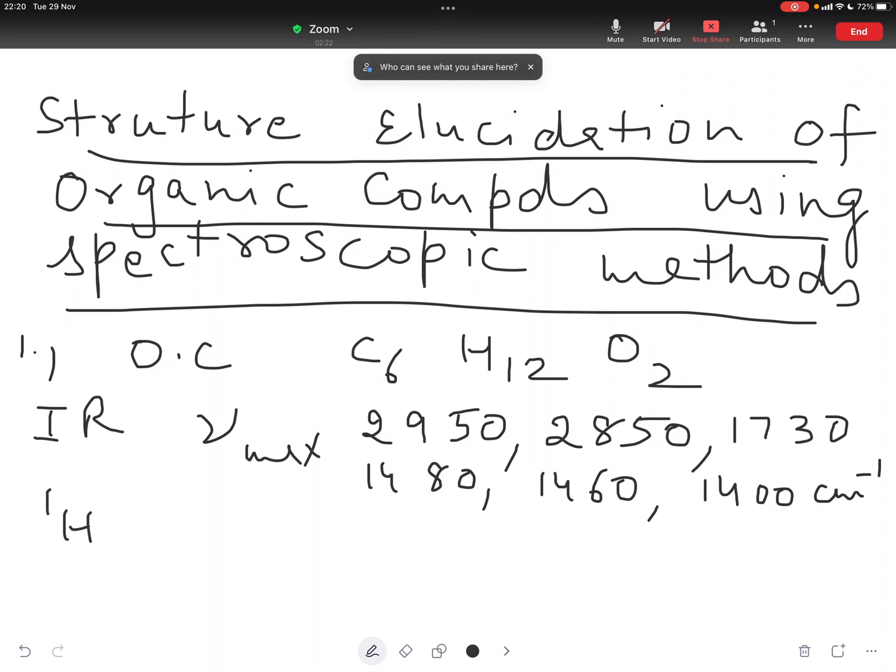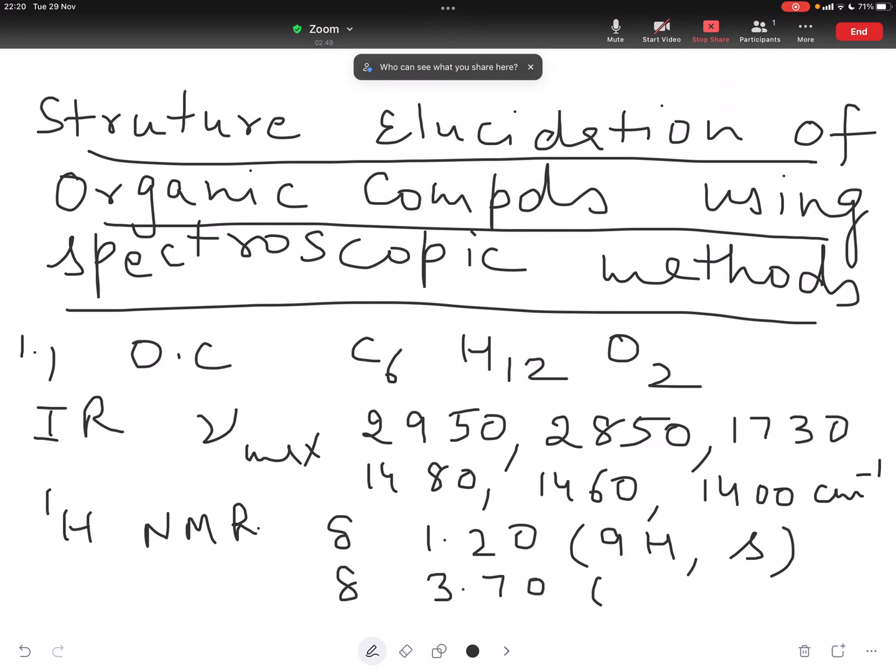And when its proton NMR is recorded, we get following peaks. At delta 1.20, we have a singlet due to 9 protons. We also get a singlet at 3.70 due to 3 protons. We are to solve the structure. We know the molecular formula of the compound is C6H12O2.